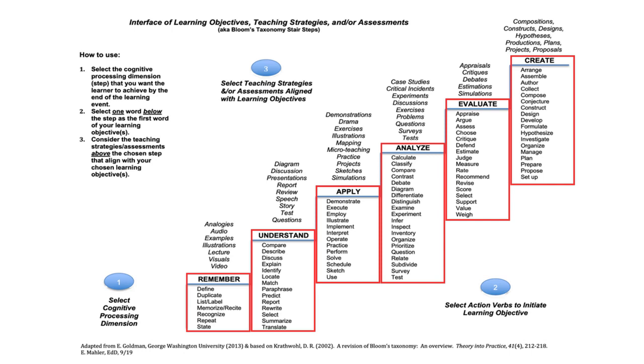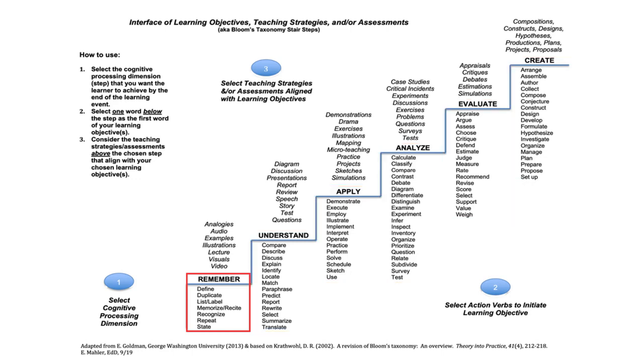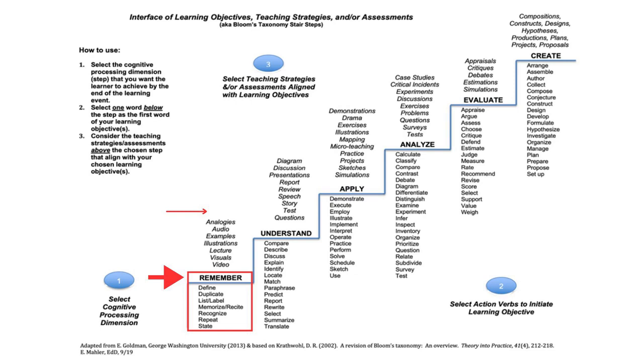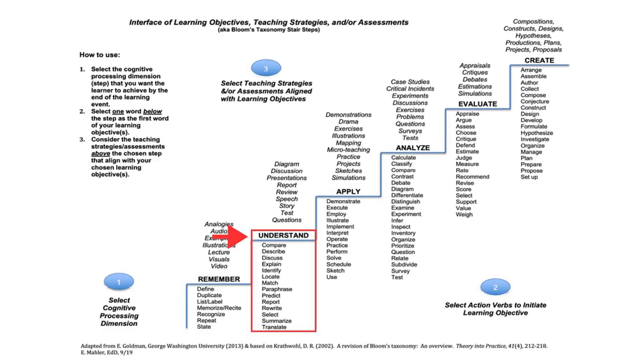This verb will serve as the first word of the learning objective. Based on the cognitive processing level selected, consider choices of verbs specific to what the learner should be able to achieve at the end of instruction. For example, when presenting new knowledge to a group of students: remember, define, list, repeat. Understand, describe, discuss, explain, identify.